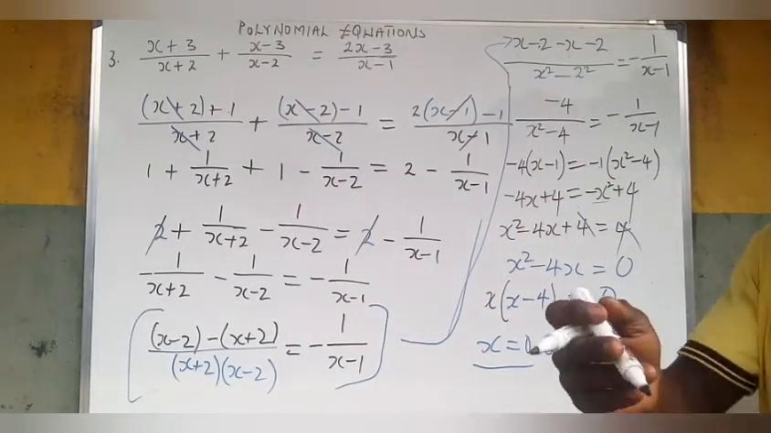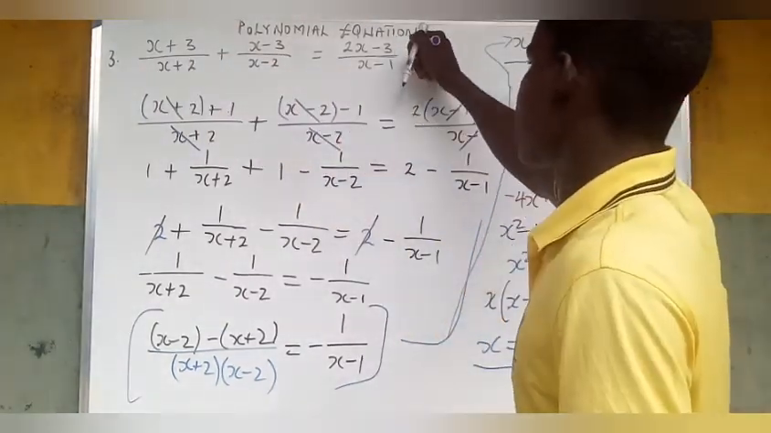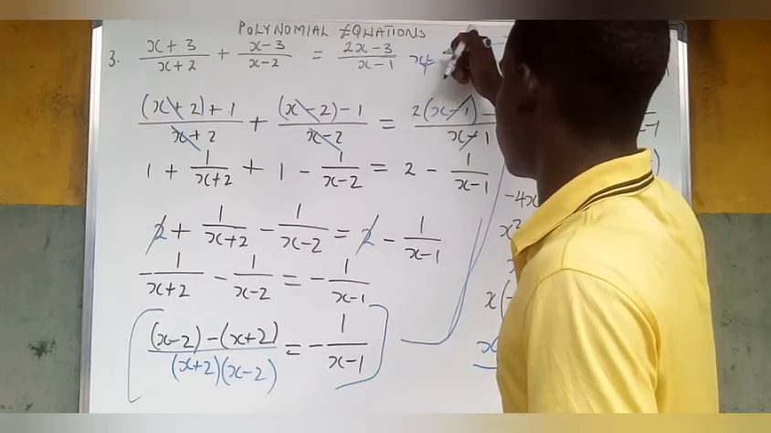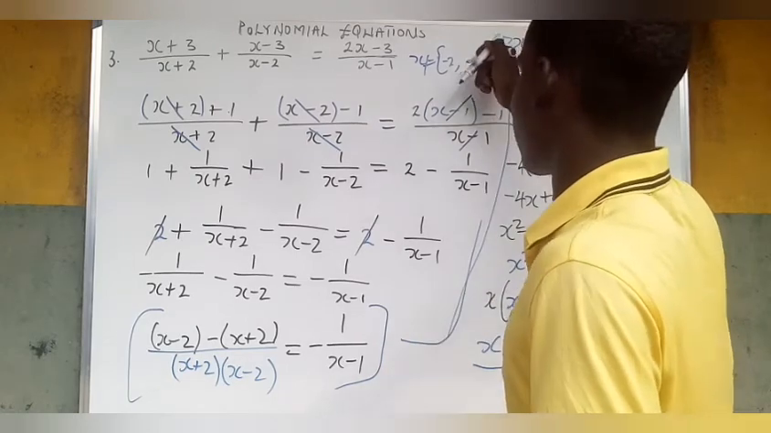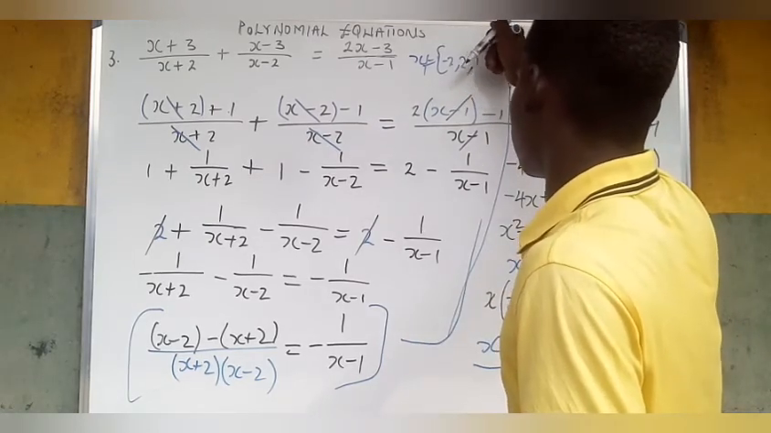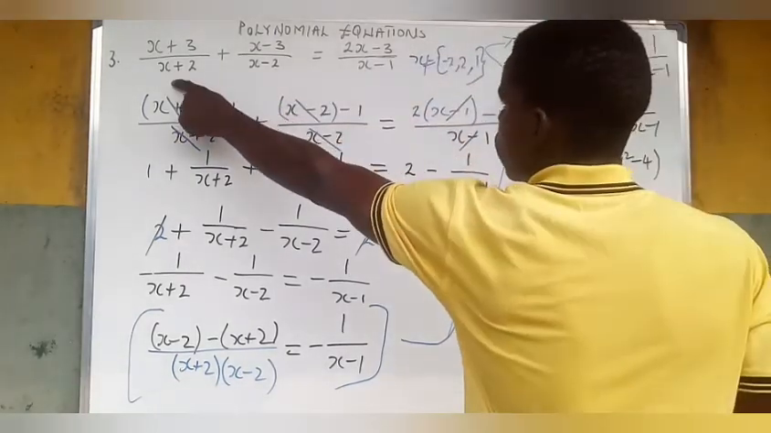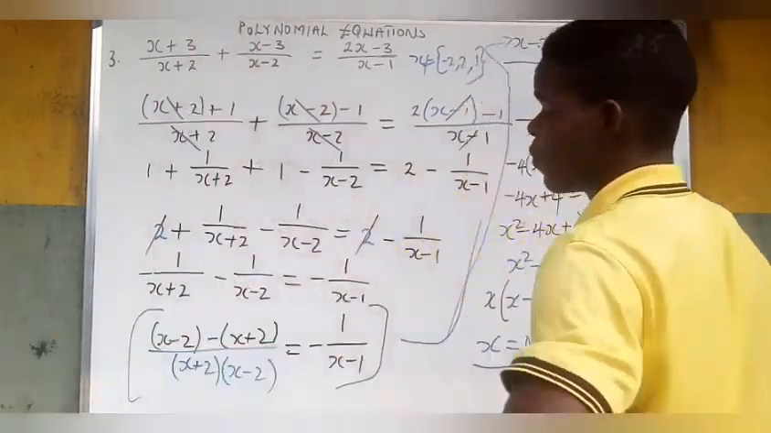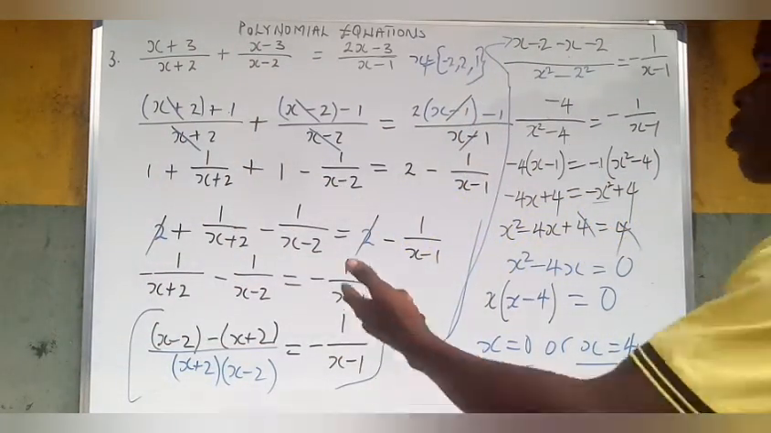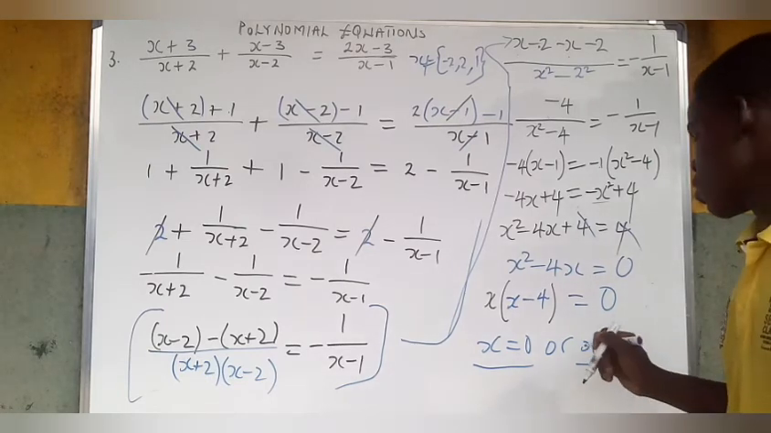And I believe you had known from the beginning that for each of these fractions, x cannot be negative 2, x cannot be positive 2, and x cannot be 1. Because if x was any of these, the denominator would be 0, and a fraction with a denominator of 0 approaches infinity. Because of that, everything becomes undefined. But for these two values of x, let's test them.